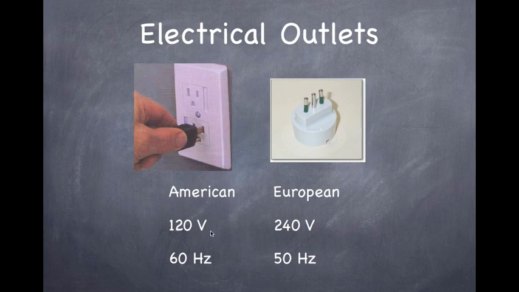Now, the reason for the difference is American cities actually electrified earlier than European ones, and so at the time of electrification, the standard light bulb used 120 volts. In Europe, by the time electrification occurred, a newer, more efficient light bulb was made, and it actually needed to operate at 240 volts. Americans do have 240 volt outlets.